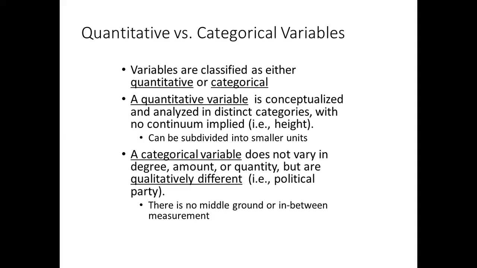Educational level: primary, secondary, and tertiary. This, male and female, level of education, primary, secondary, and tertiary, all right. So this is an example of a categorical variable because they do not vary in degree, in amount, in quantity, but they are qualitatively different. Political party, for example, they are qualitatively different, all right. So this is just an example.